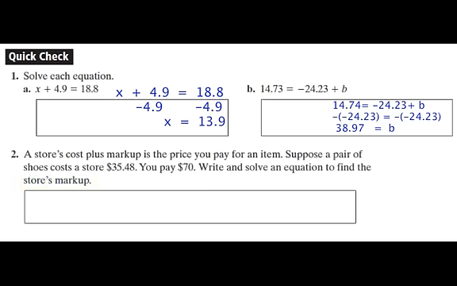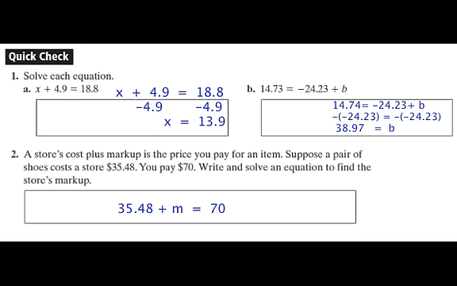You may have used a different variable, and that's fine. So the store's cost plus the markup is the price you pay. Well, the store's cost is $35.48. Plus means we're going to add. The markup is what we don't know, so that's our variable m. Is the price is going to equal 70. So we have 35.48 plus m equals $70.